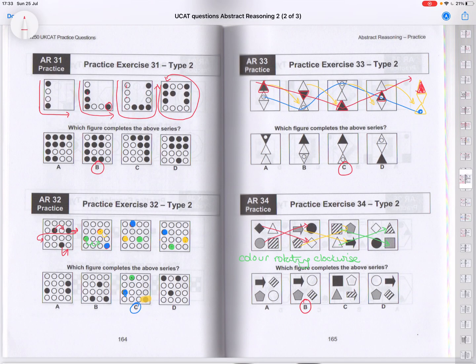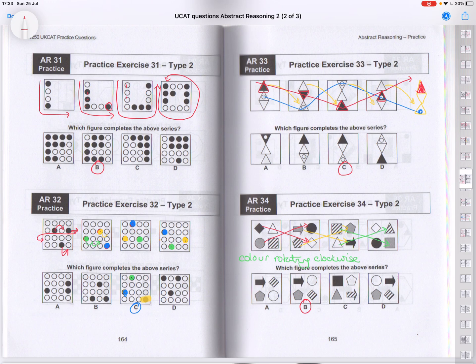Hi and welcome back. So just to go through the answers to the type 2 exercises, I've tried, as best I can, to illustrate some of the movements with these so that you can see how I've reached the answer that is the correct one. So looking at exercise 33, you can see the correct answer is C.